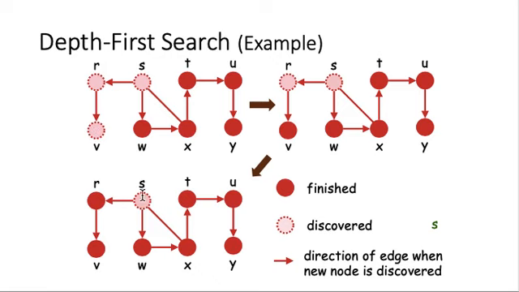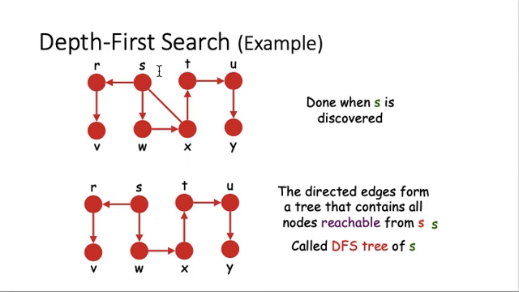Now at this moment, we are back to S, and we will see that S does not have any further neighbor to visit. So in that case, S will also finish. So in that case, this is how the procedure works.